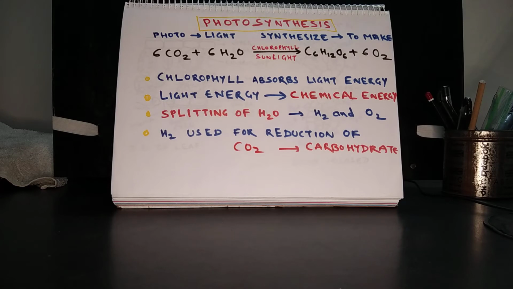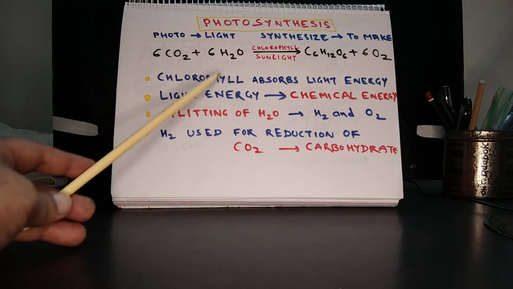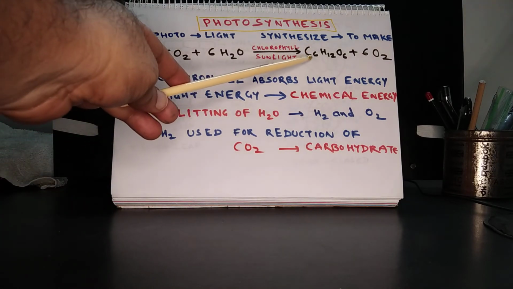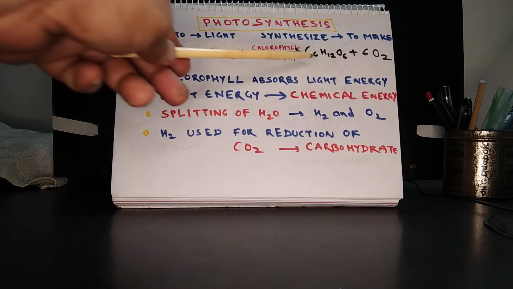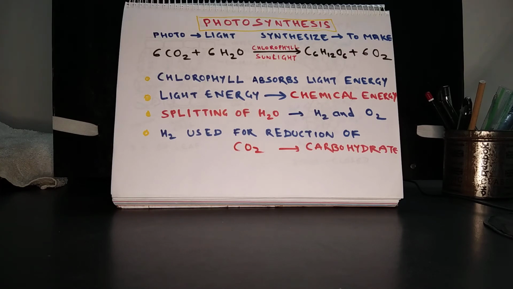The overall chemical reaction for photosynthesis is given as follows: 6 CO2 plus 6 H2O gives C6H12O6 plus 6 O2, and chlorophyll and sunlight are written above or below the arrow. So carbon dioxide and water are utilized as raw materials. Chlorophyll is the site of photosynthesis. Sunlight gives energy for photosynthesis, and the end product is carbohydrate, and oxygen is a byproduct which is expelled out of the leaves.